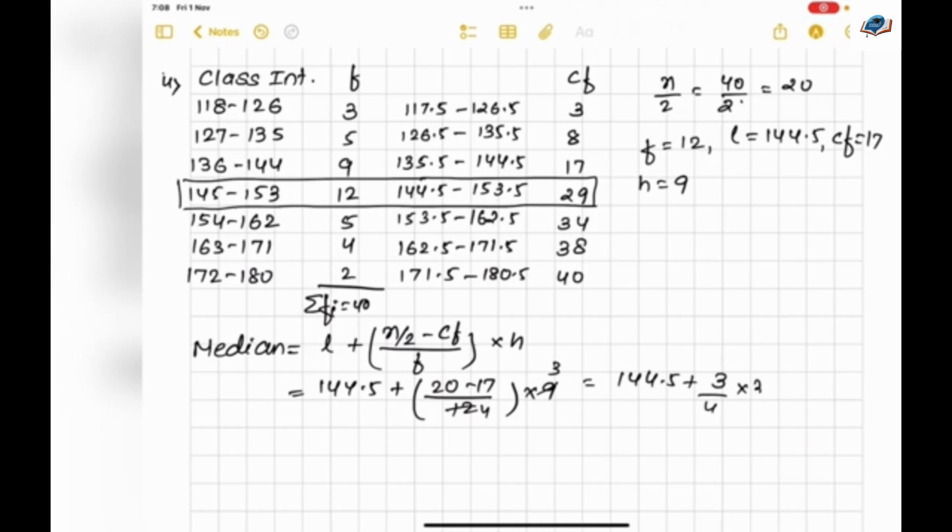So this will be 144.5 plus 9 by 4. If I divide 9 by 4, I will get 2.25. So the answer is coming 146.7.